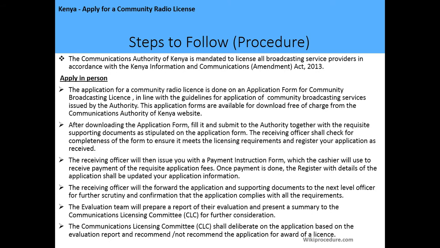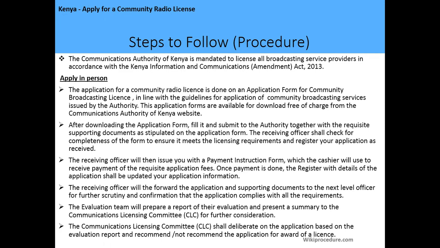So the first step is that the application for the community radio license is done on an application form for community broadcasting license, in line with the regulations and guidelines for applications of community broadcasting services issued by the authority, which is the Communication Authority of Kenya. These application forms are available for download free of charge from the Communications Authority of Kenya website, and you have already downloaded the form. You're going to go through the form as we move on with the presentation.